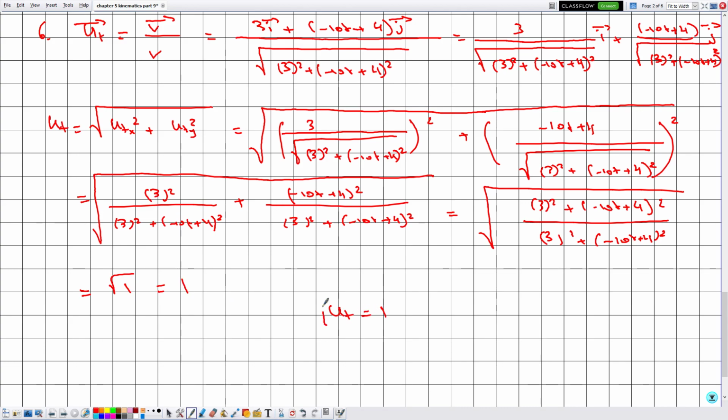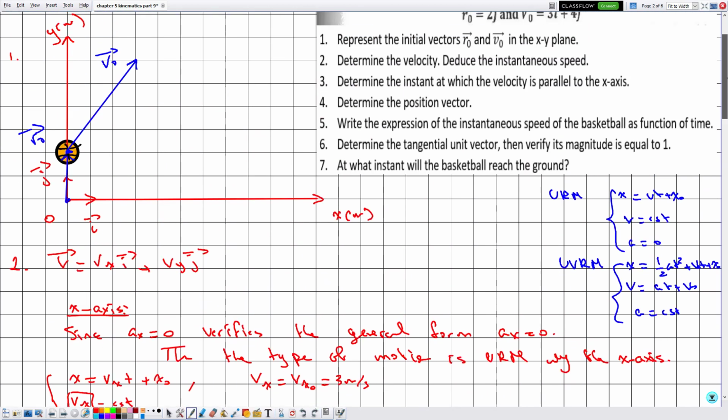And recall that here there is no unit for unit vectors. Okay, so it's a dimensionless quantity.